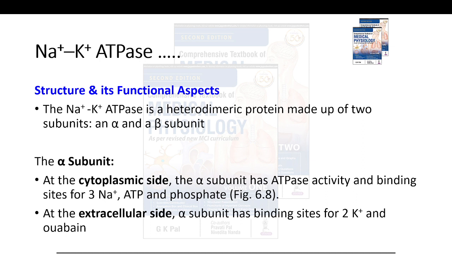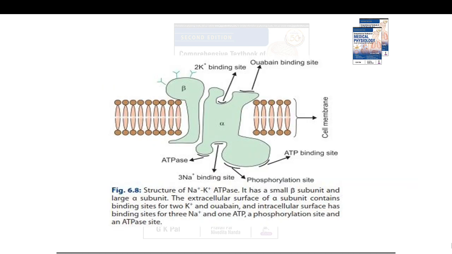Coming to the structure and functional aspects of sodium potassium ATPase. It is a heterodimeric protein made up of two subunits, alpha and beta. On the cytoplasmic side, the alpha subunit has ATPase activity and the binding sites for 3 sodium ions and ATP phosphate. On the extracellular side, the alpha subunit has the binding site for 2 potassium ions and ouabain. So this is the structure you can see here: the alpha subunit and beta subunit, and the 2 K binding site.